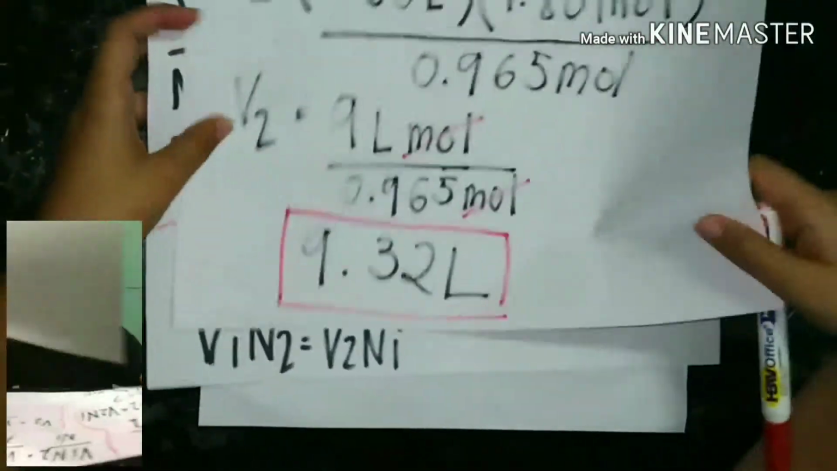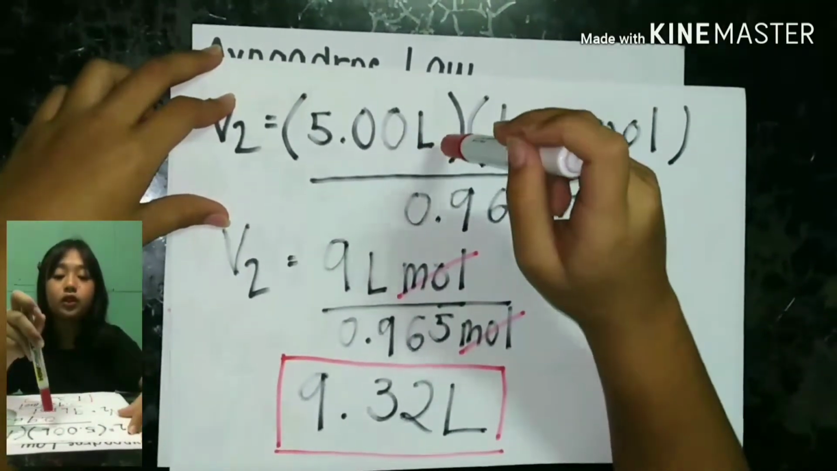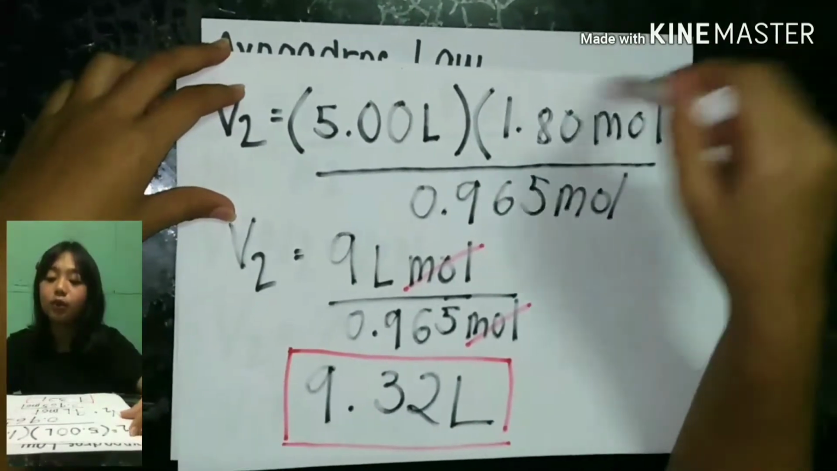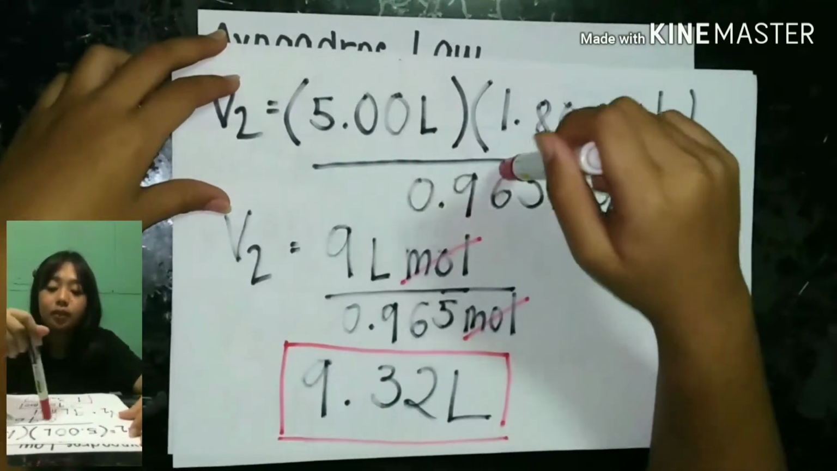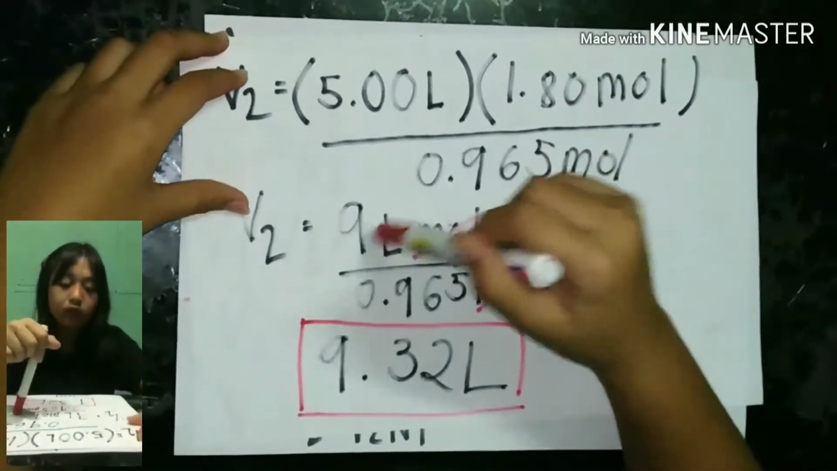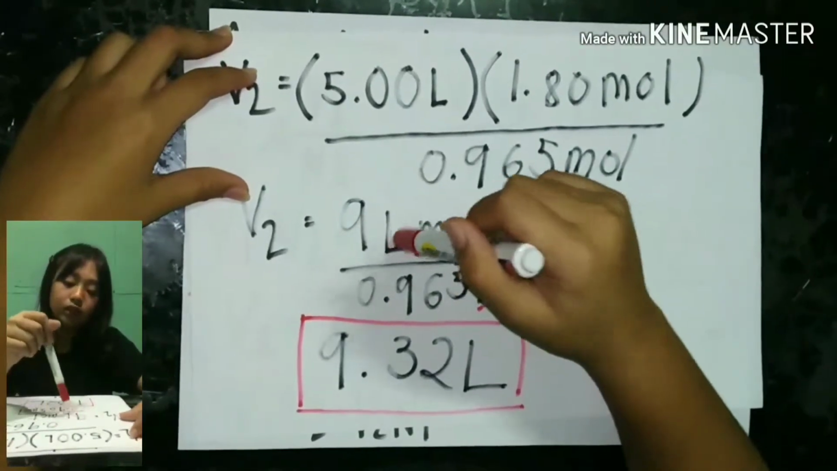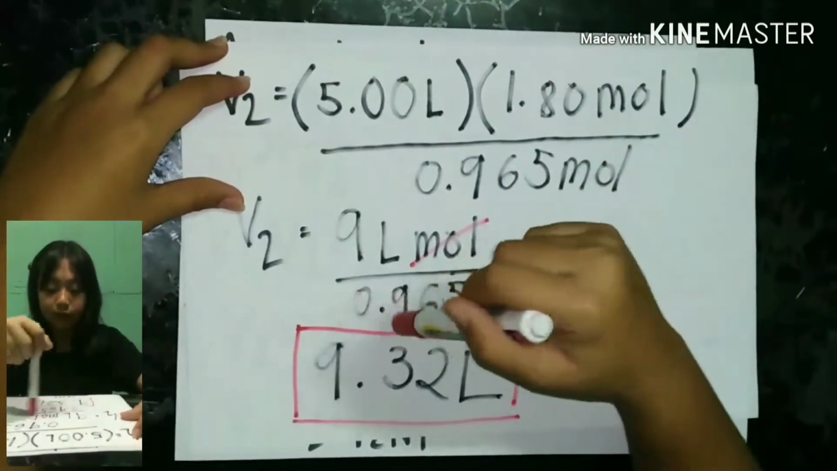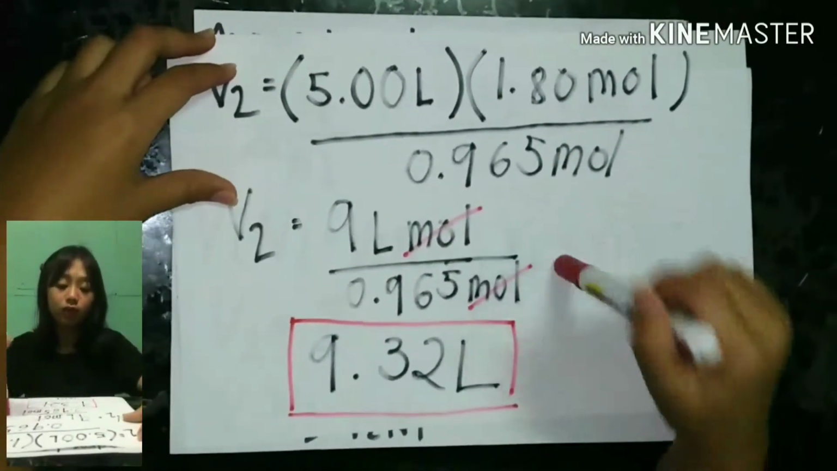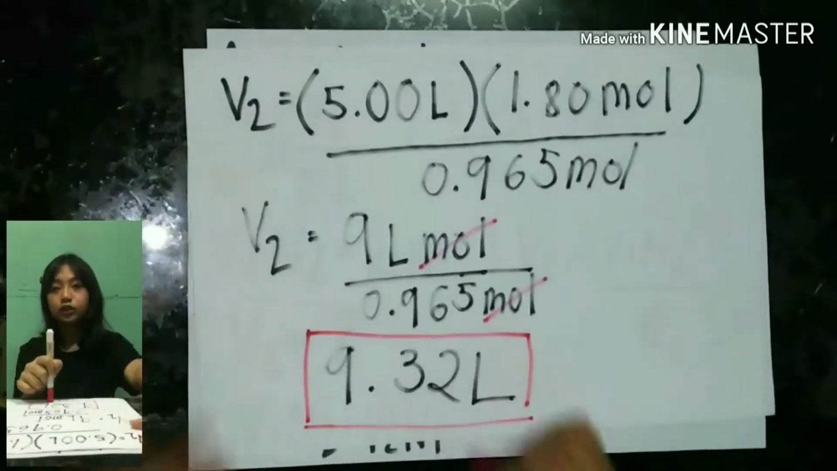After that, transpose the given to the formula. B2 is equal to 5.00 liters times 1.80 mole divided by 0.965 mole. After that, divide. B2 is equal to 9 liters mole divided by 0.965 mole. Then cancel out mole. Then you will come up with 9.32 liters.